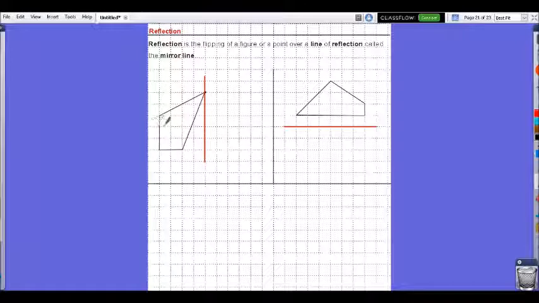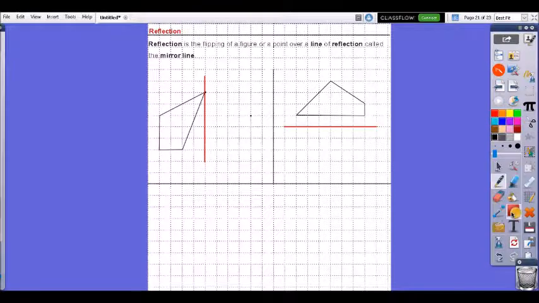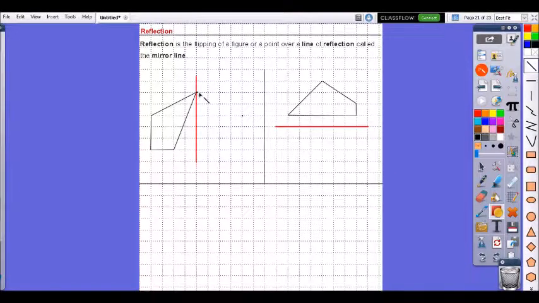But for the other vertex over here, we need to count how many squares it is away from the line of symmetry. Here you find it's 1 square, 2 squares, 3 squares, 4 squares away from the line of symmetry. Then I need on the other side of the mirror 4 squares. 1, 2, 3, 4 squares also away from the mirror on the other side. So now I need to match these 2 points to draw this side on the other side of the mirror, or to make the reflection.